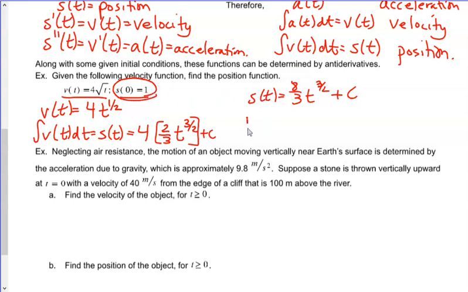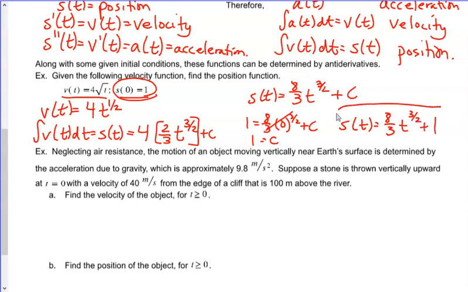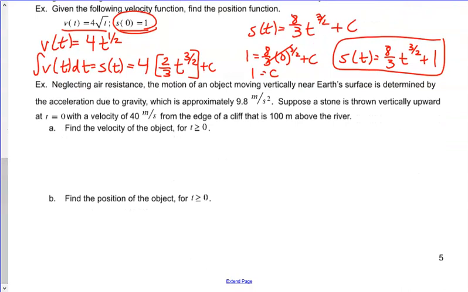So I'm going to plug in 1 equals 8/3 times 0 to the 3/2 because my x value is 0 plus c. Well, it's really nice when things are 0 because that's going to go away. Therefore, my c value is equal to 1, making my final position function s of t equal 8/3 t to the 3/2, take out the c, plug in a 1, and that is your final answer. So again, going backwards, get used to that power rule. You'll see yourself doing a lot of shortcuts with that to save yourself some time, and that is A-okay.